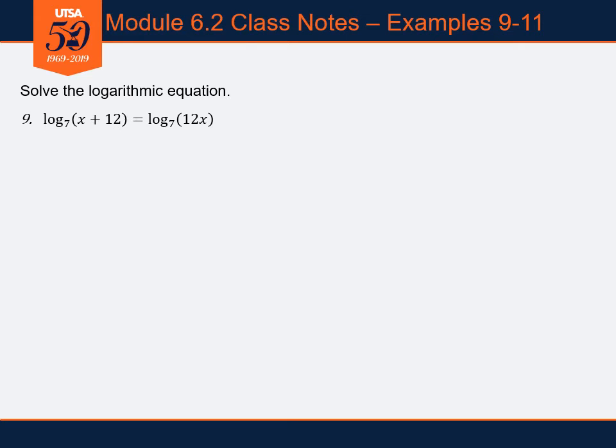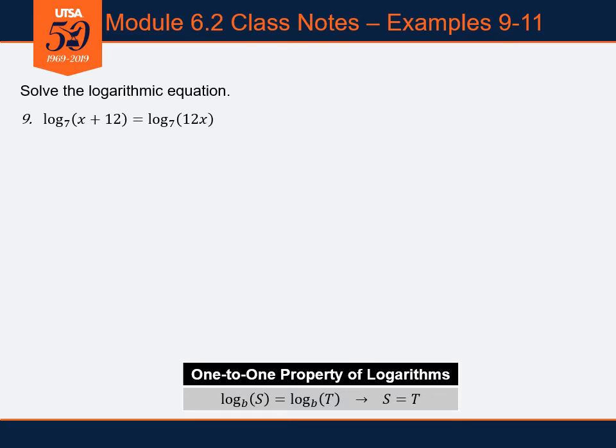Similarly, this isn't terribly difficult because we have another one-to-one property. We've got a one-to-one property of logarithms that says if you've got two logarithms equal to each other, same base, I won't trick you with different bases of logarithms, don't worry about that. But if you have two logarithms, same base, equal to each other, well, if they're equal, then they must be the same number.